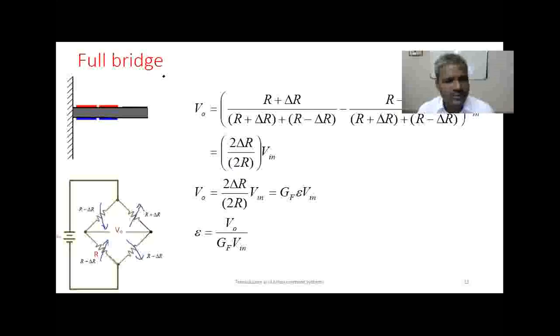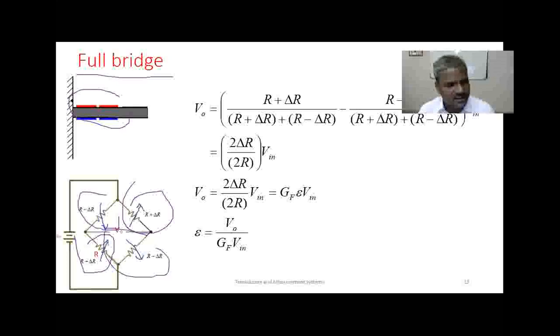When you go for the full bridge, the upper two arms, this strain gauge and this strain gauge, are connected in the top, and two strain gauges are connected in the bottom. When you apply force, the upper two strain gauges are subjected to tension and the bottom two strain gauges are subjected to compression. For tension, resistance increases; for compression, resistance decreases. Okay.